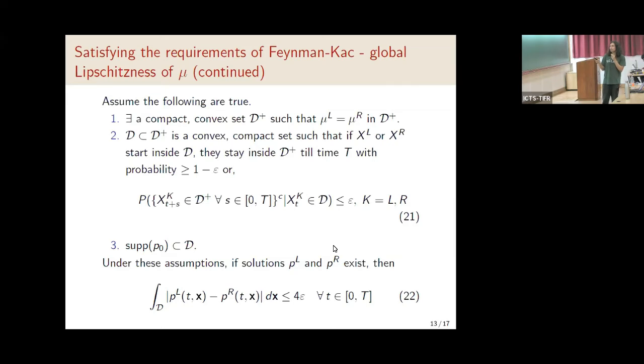There's a convex compact subset of D plus, which we'll call D, such that if X_L or X_R, these processes, start inside D, they stay inside D plus till time big T with probability greater than or equal to 1 minus epsilon. And the last one is that the support of P naught, the initial condition, is contained in D. So under these assumptions, you can prove that if the solutions P_L and P_R exist, then their absolute difference integrated over D is bounded by 4 epsilon for all times from 0 to big T.